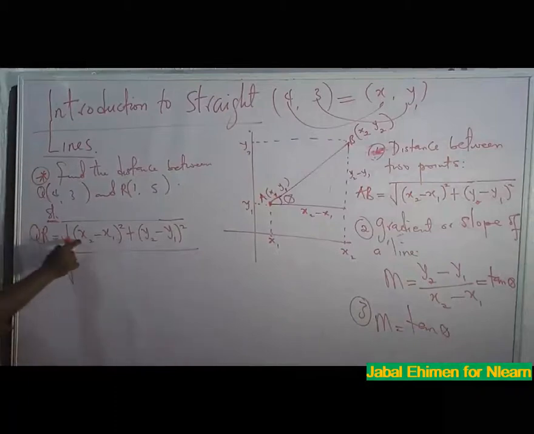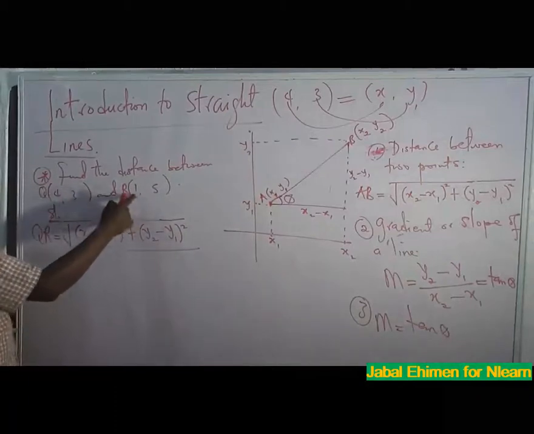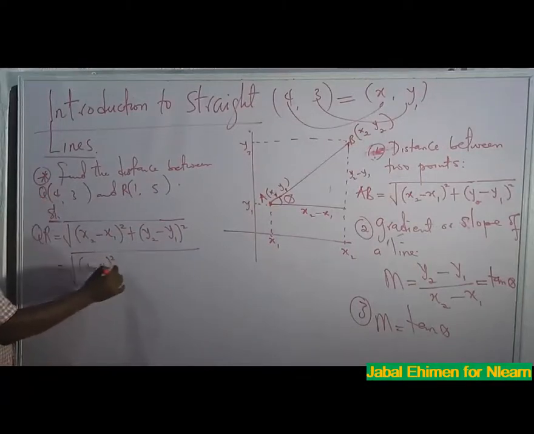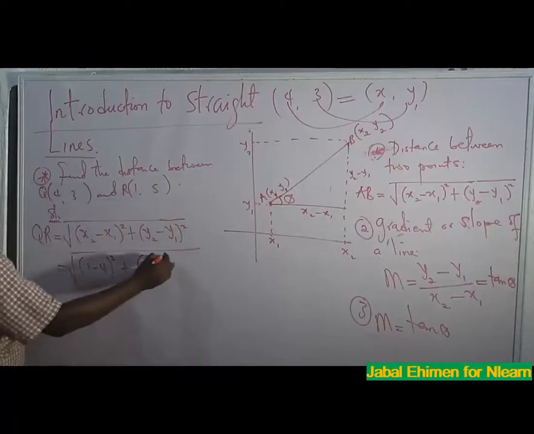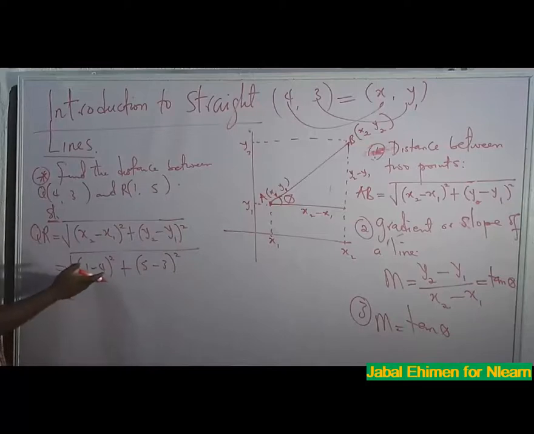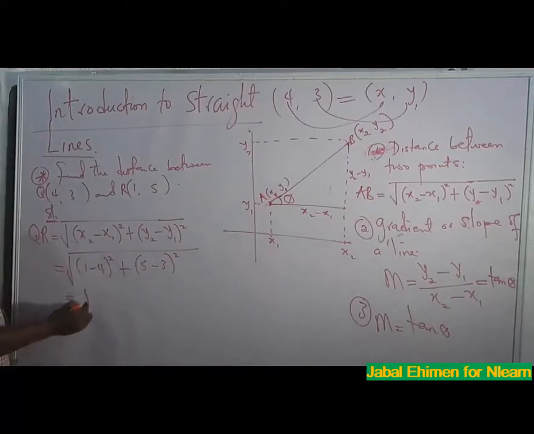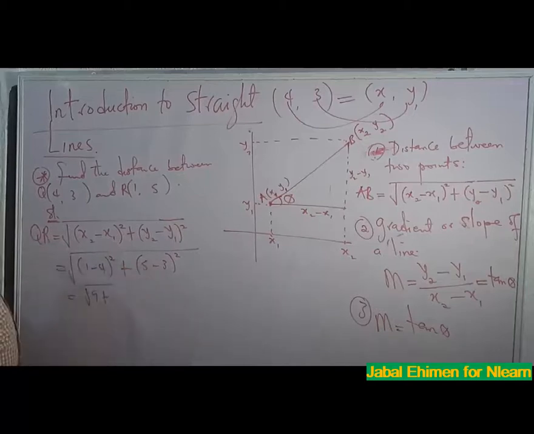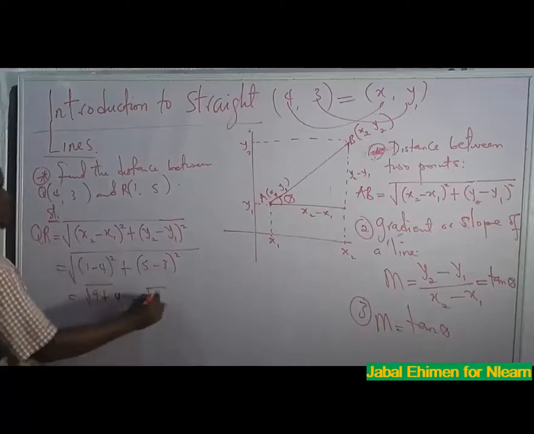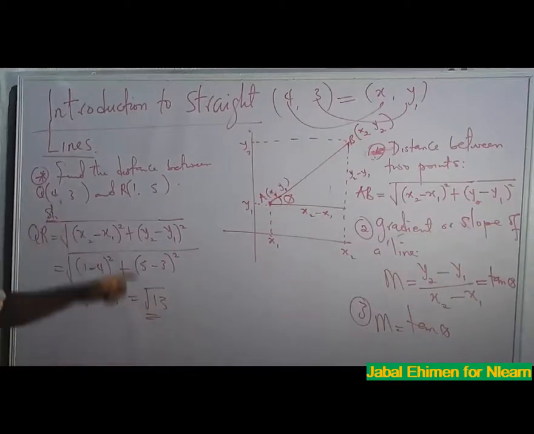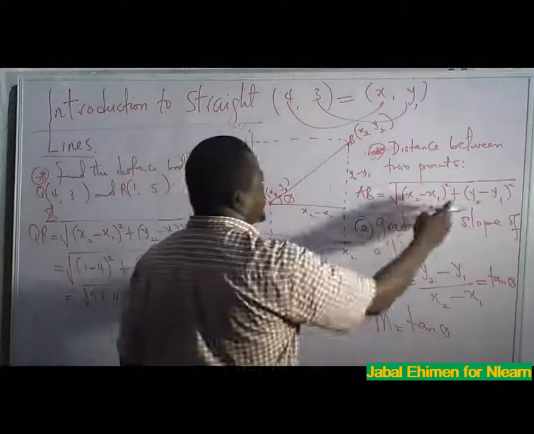I will have x2 is 1. So that is 1 minus xy, which is 4, all squared, plus y2 is 5 minus 3 x2. So from here, that's minus 3 squared, the square root of 9. Well, this 5 minus that's 2. 2 squared is 4. So we have square root of 13. So that's the answer for the value of distance between 2 points.